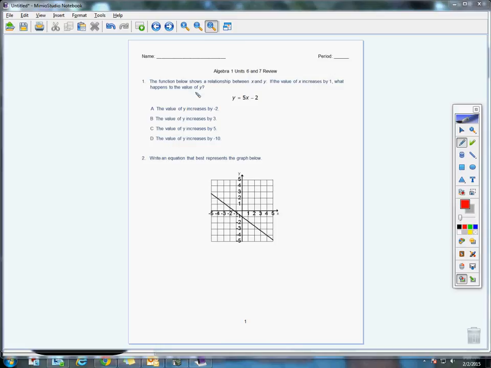Alright, so this is your Unit 6 and 7 test review. Number 1 says the function below shows a relationship between x and y. If the value of x increases by 1, what happens to the value of y? You have y equals 5x minus 2.